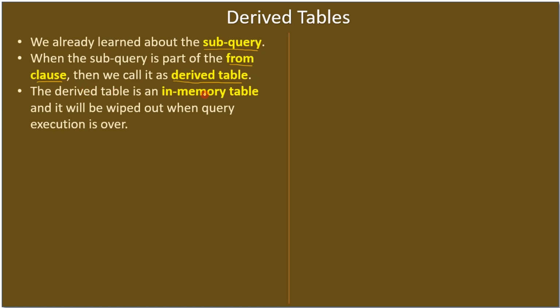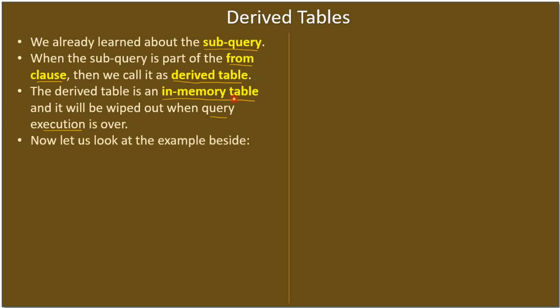The derived table is an in-memory table, and it will be wiped out when query execution is over. So unlike local and global temp tables, here the connection doesn't matter, but when query execution is over, the in-memory table will be wiped out from memory. So it will be a short-living table, and it is scoped till the end of the query execution.